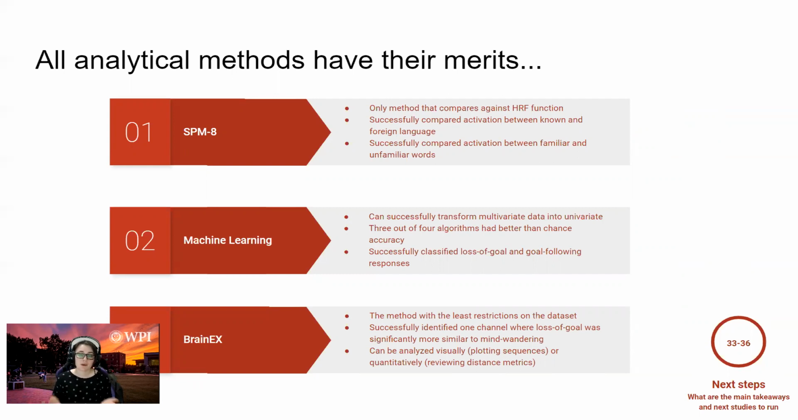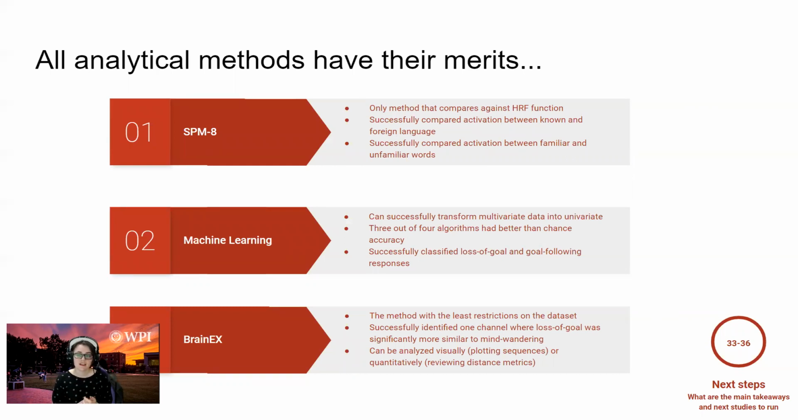Three of the four algorithms had better than chance accuracy, which is great. That is not always expected. And we were able to successfully classify loss of goal and goal following responses with 77% accuracy, which isn't too bad of an accuracy for machine learning. There could be ways to get it up higher, but with Boss Ensemble, that had been done with tuning, which is kind of trying to finesse it into the best possible state.